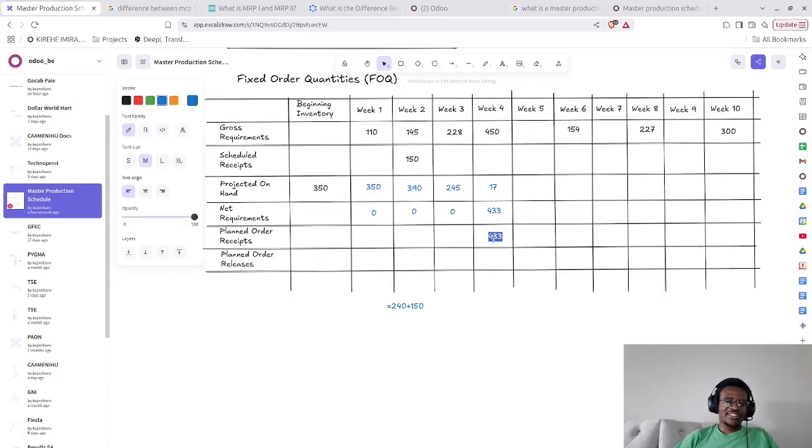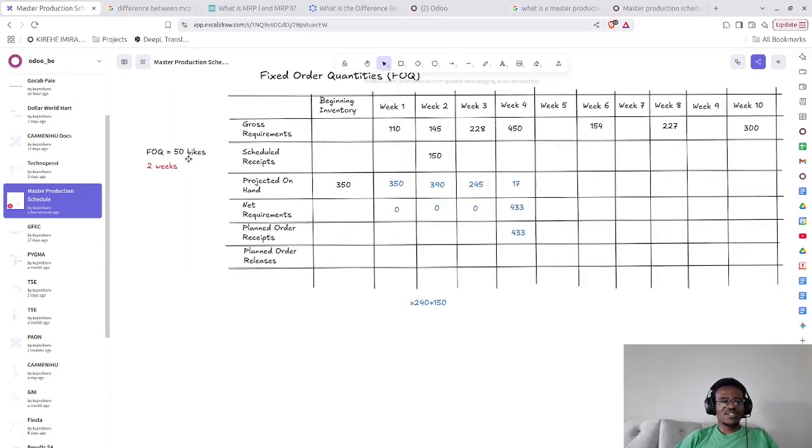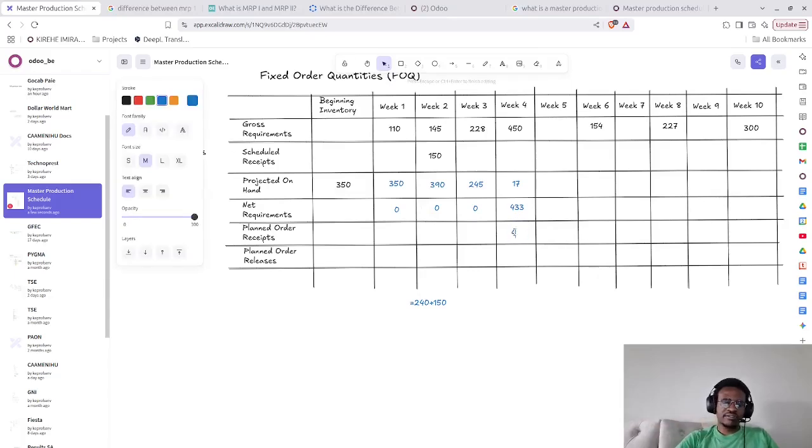No, I don't need to receive 433. You know why? This is not lot for lot. This is fixed ordered quantities. I can only order 50 bikes. 433 is not a multiple of 50. So what's the nearest multiple of 50? 450. So I want to receive 450 bikes in week 4.